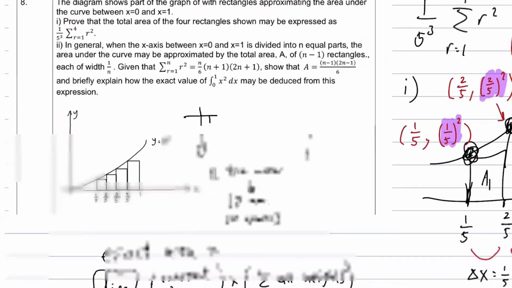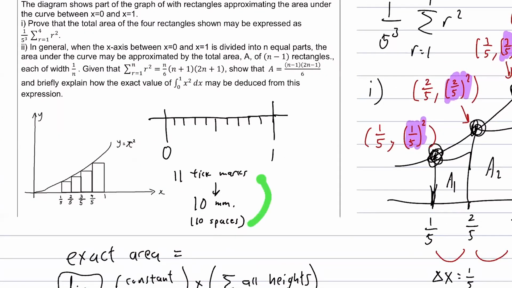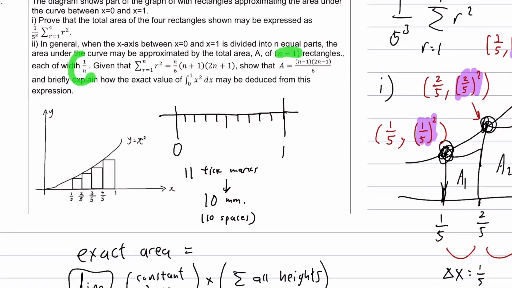You have n minus 1 going on. If this is n equal to 11, this will be n minus 1 equal to 10, or n minus 1 rectangles. Then they tell you each has width 1 over n, or the base.